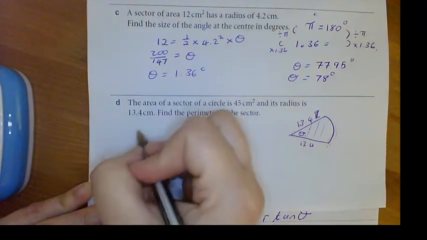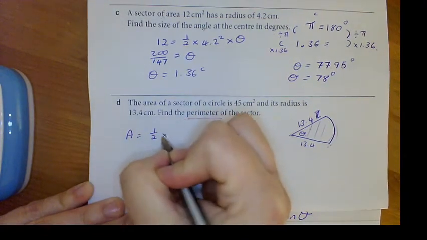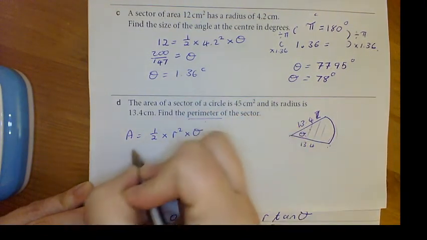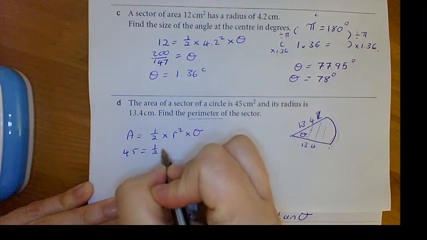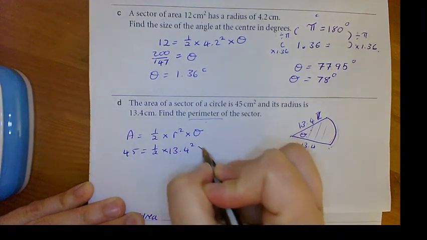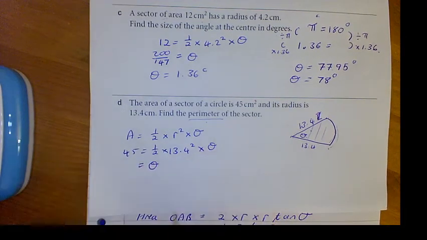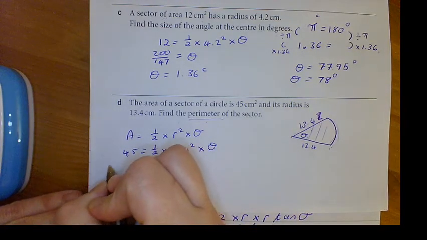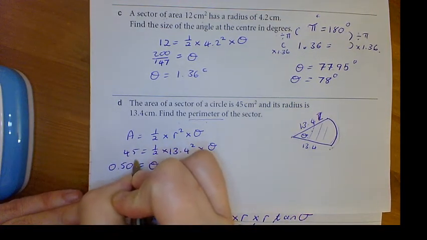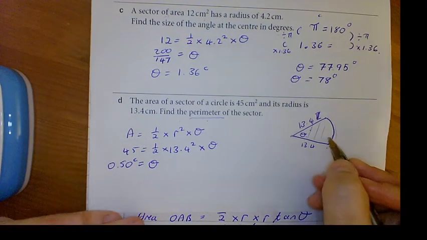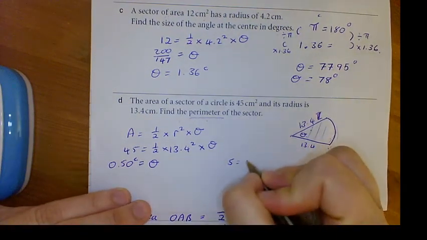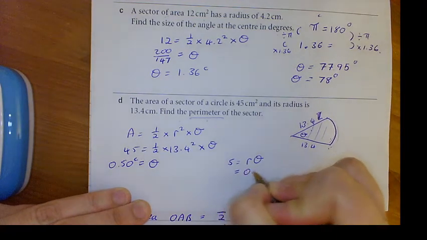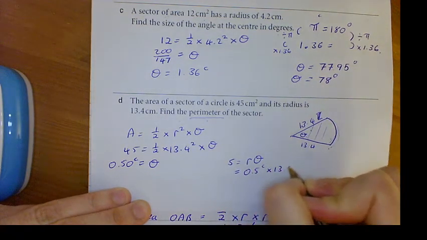So, area is equal to half times r squared times theta. 45 equals a half times 13.4 squared times theta. Leaves me with theta equal to 45 times 2 divided by 13.4 squared. Gives me that theta is equal to 0.50 radians. What is the length of an arc? Well, the length of an arc is r theta. So it's 0.5 radians times 13.4.